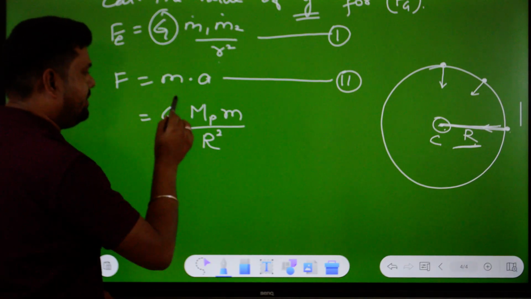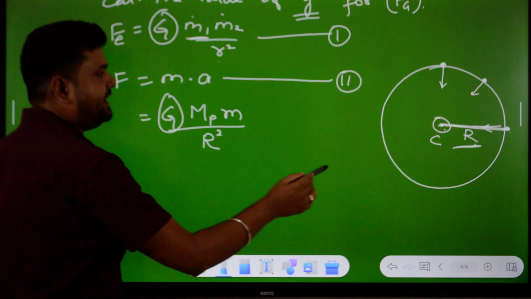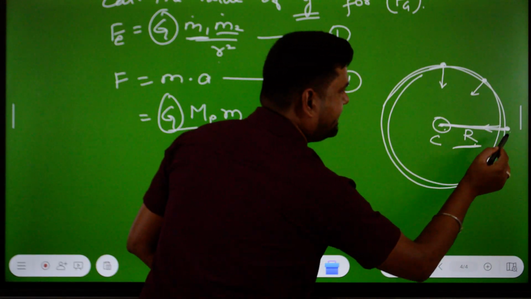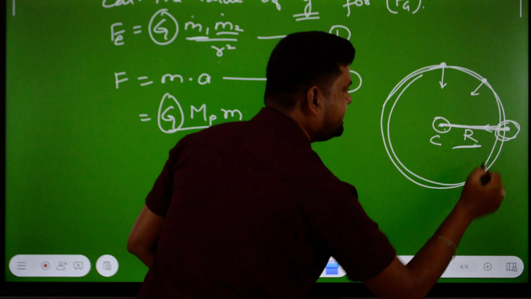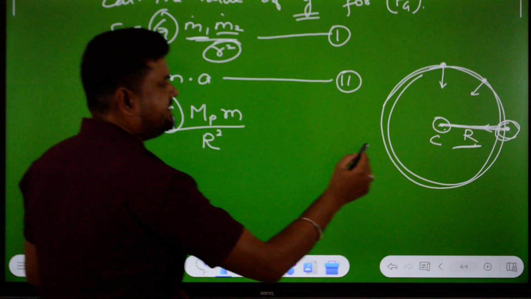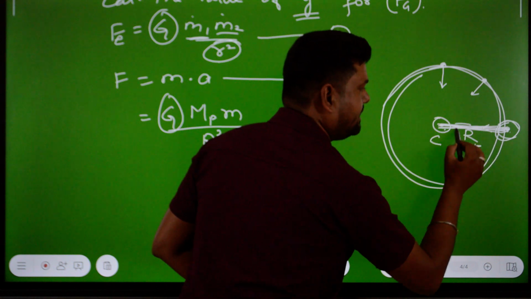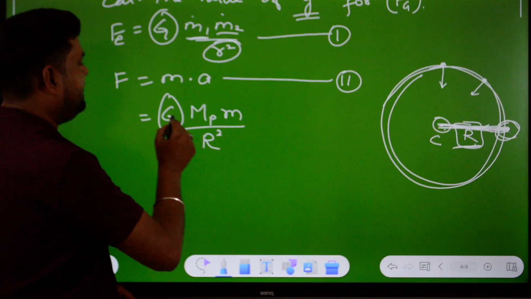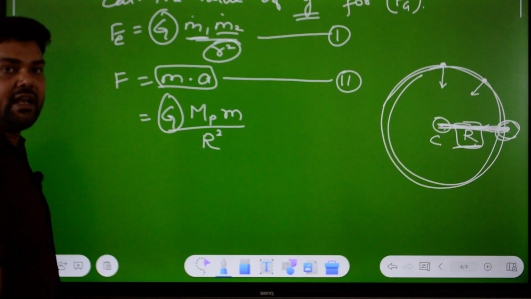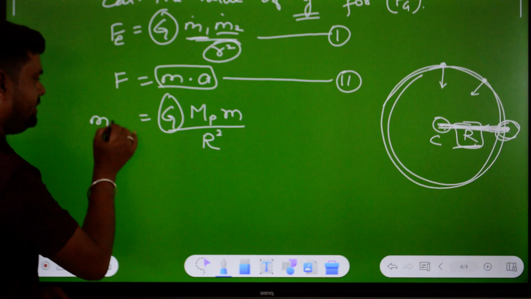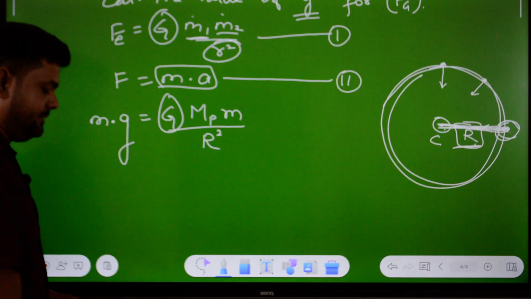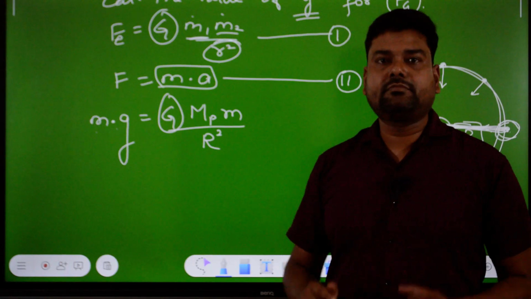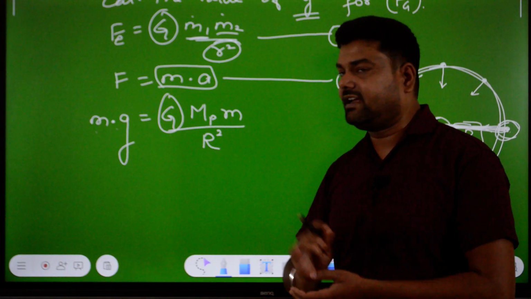So this G will be constant as it is. M1 I have taken as the mass of the planet, m2 I have taken as the mass of the object, and r is the distance between them. So this distance between them is nothing but the radius, so that is the radius square. Now this force is also equal to mass into acceleration. So mass into acceleration due to gravity.